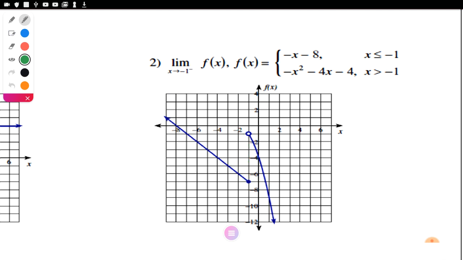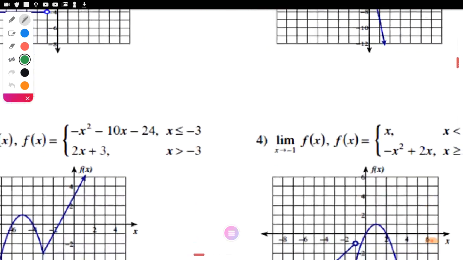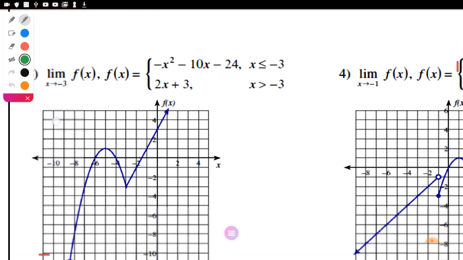I just follow the steps which I told you before. That is the mechanism of finding the limit graphically, which I already explained before.